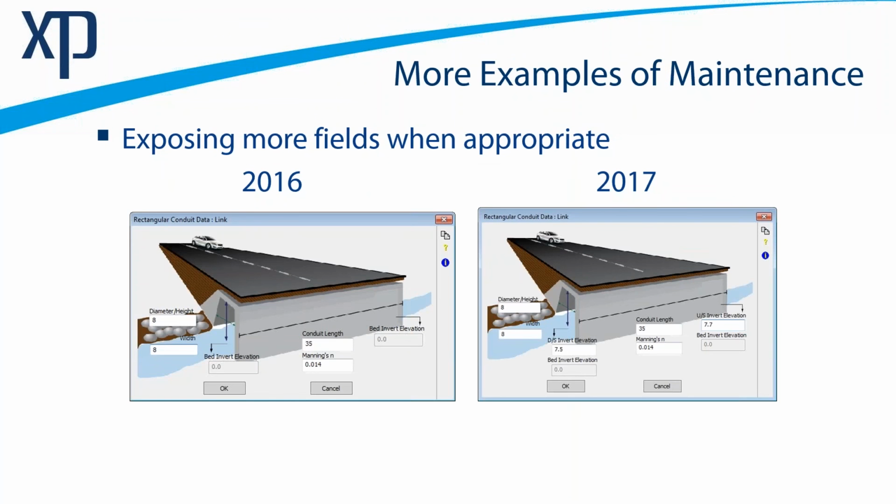We've also exposed some fields whenever it was appropriate. So for example, the 2016 dialog on the left versus the 2017 one, you'll notice perhaps that you can enter and visualize the invert elevation on this dialog. So it was not exposed in 2016, but it is now in version 2017. So this is another example of the maintenance.